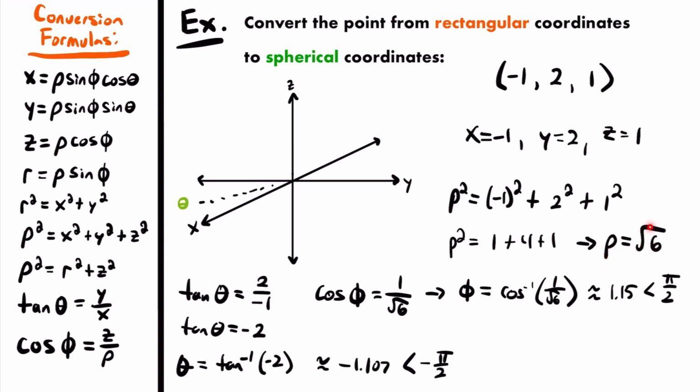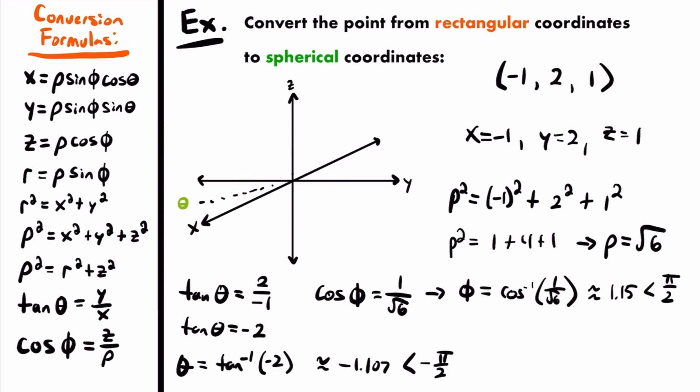We have rho equals the square root of 6, theta equals inverse tangent of negative 2, and phi equals inverse cosine of 1 divided by the square root of 6. However, we need to check to make sure that those coordinates would take us to the same point as these rectangular coordinates. Remember, we have a negative x coordinate, a positive y coordinate, and a positive z coordinate.